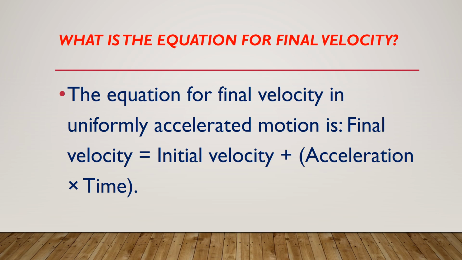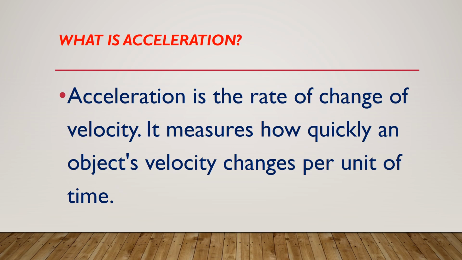What is the equation for final velocity? The equation for final velocity in uniformly accelerated motion is final velocity is equal to initial velocity plus acceleration multiplied by time. What is acceleration? Acceleration is the rate of change of velocity. It measures how quickly an object's velocity changes per unit of time.